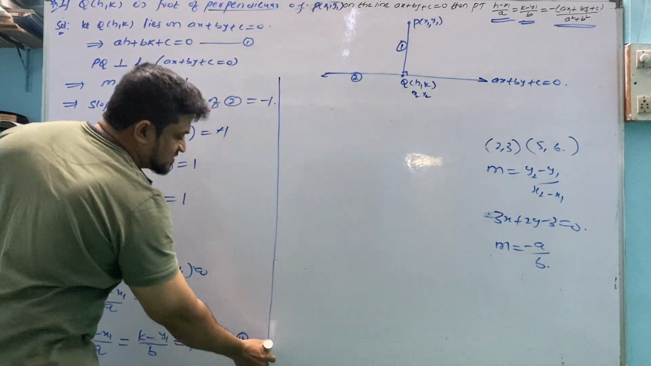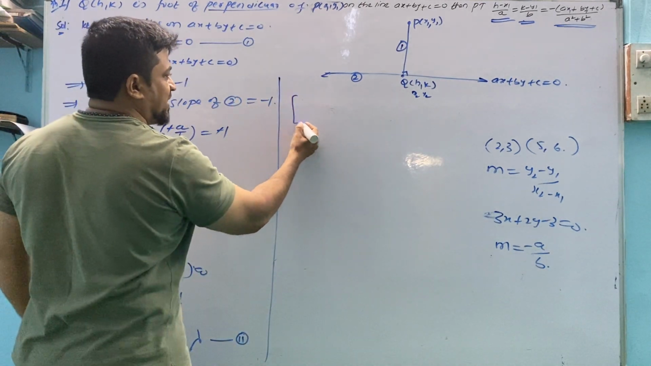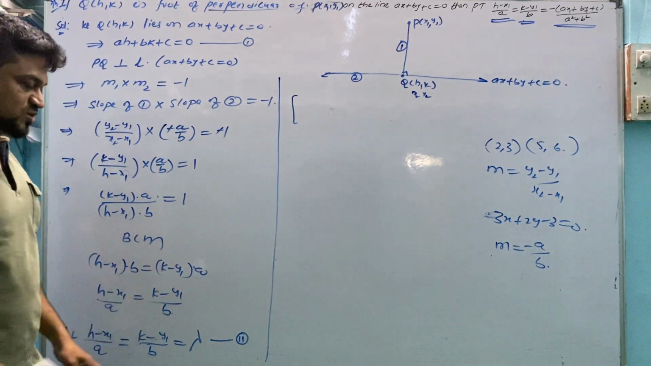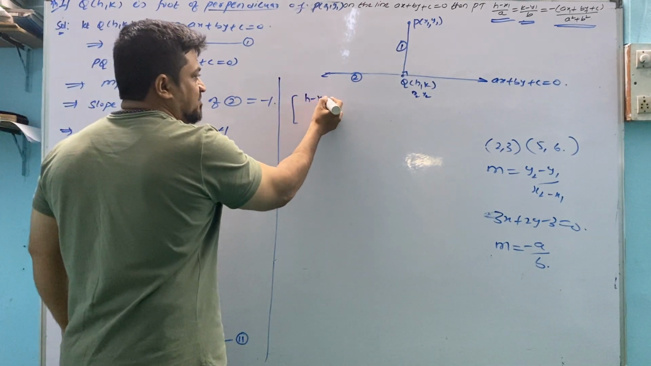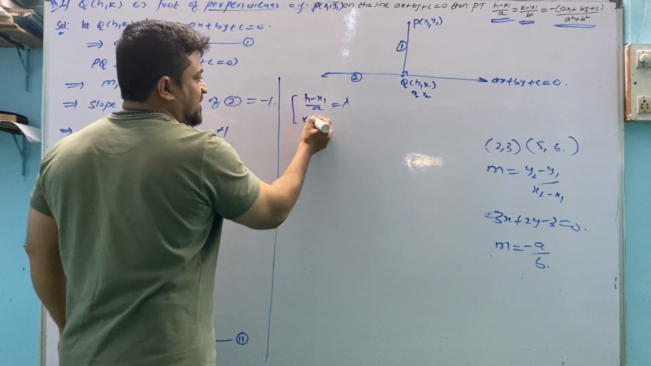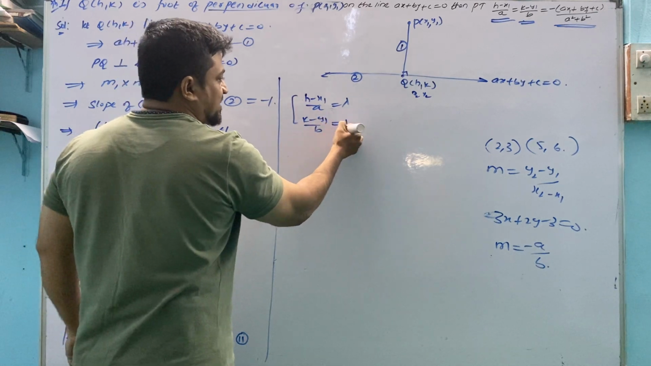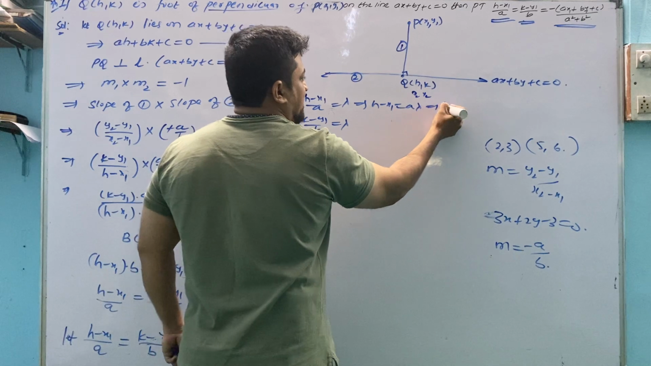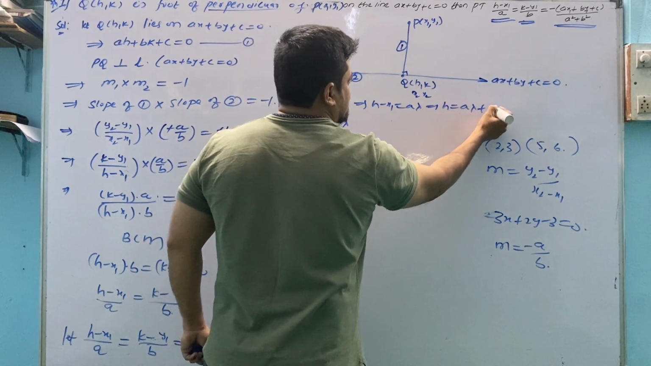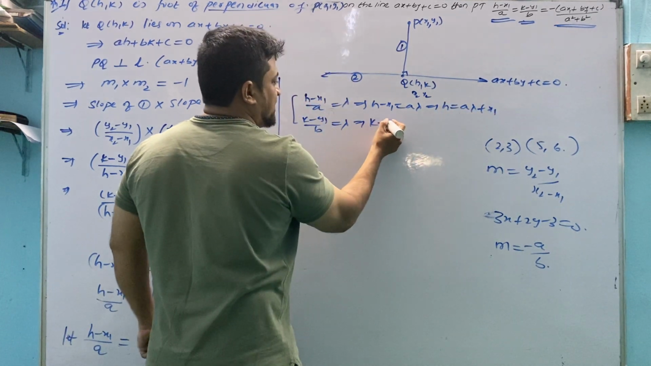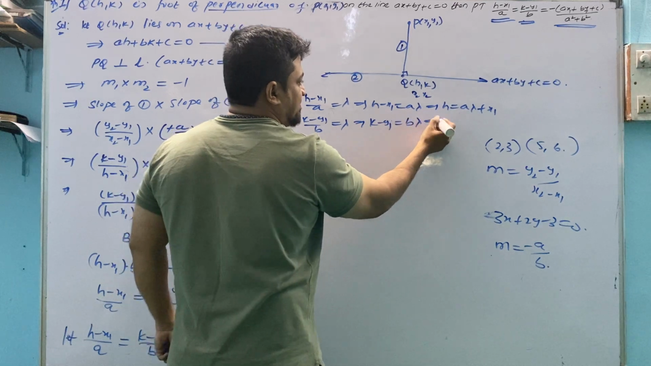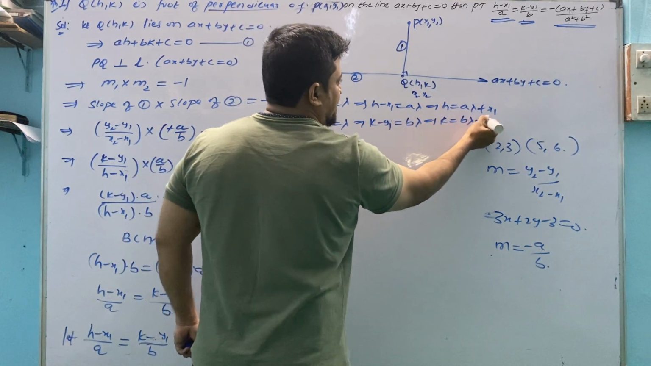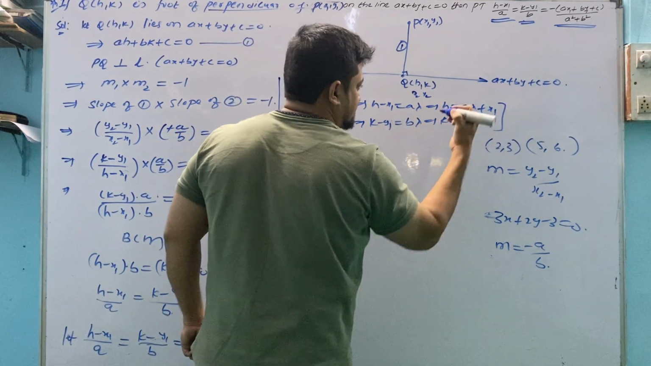Now from this equation 2, take one bracket and equate both: h minus x1 by a equals lambda, k minus y1 by b equals lambda. Then this implies h minus x1 equals a lambda, h equals a lambda plus x1. Here k minus y1 equals b lambda implies k equals b lambda plus y1.